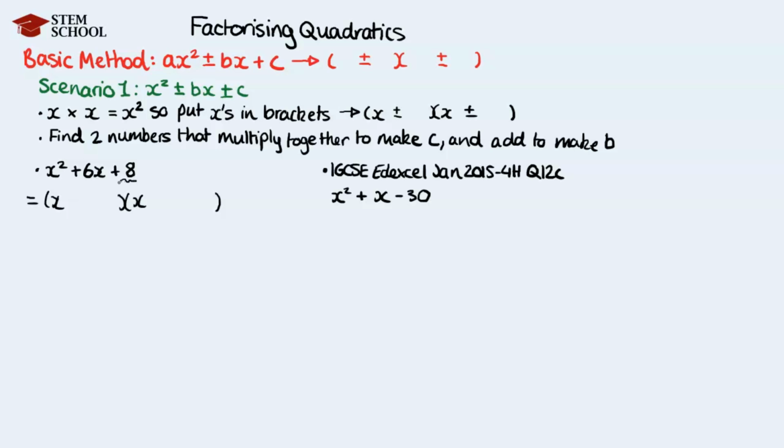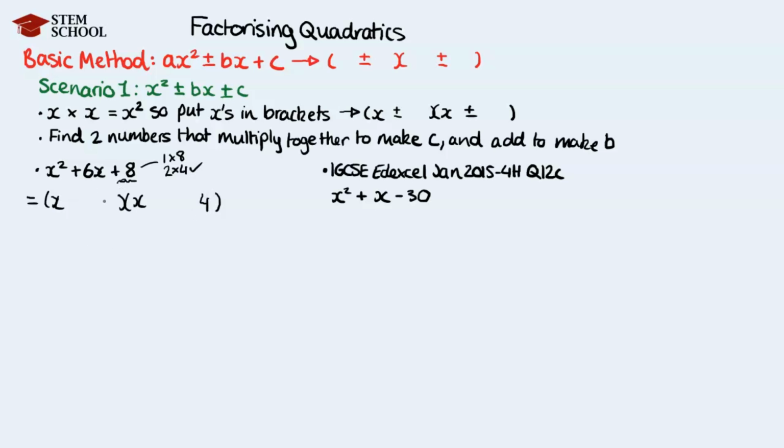Now let's look at the final number. We've got a positive 8. What combinations of numbers multiply to make positive 8? I know that 1 times 8 makes 8. Then we also have 2 times 4. Those are the only combinations, right? Now we have to ask ourselves which of these numbers add up to make 6. So 1 plus 8 doesn't make 6. Well, 2 plus 4 makes 6. So we know this is the combination we're after.